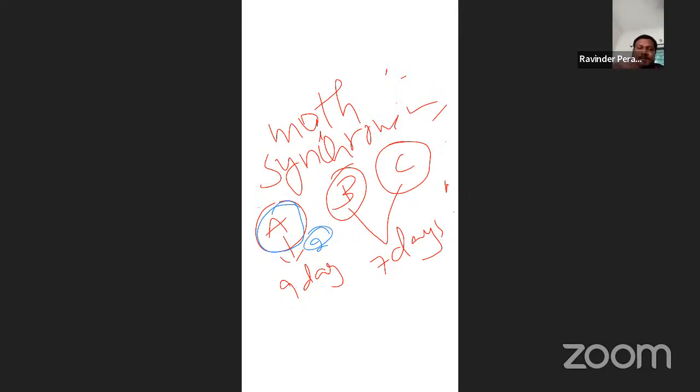Okay, so again I will repeat. We had given one example, A, B, C. Among these 3 types of moths, A must incubate 9 days, while B and C take 7 days. So to synchronize the moths, we must incubate type A 2 days earlier than B and C. Then all three will come out on the 7th day only. So that is called synchronization.